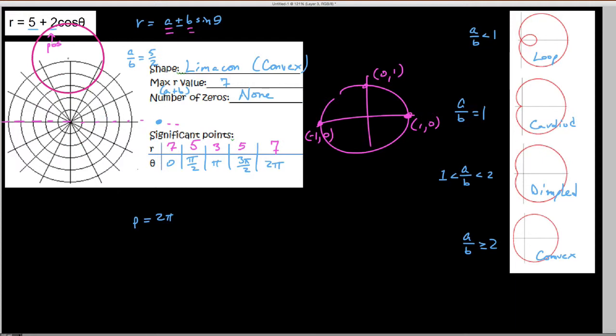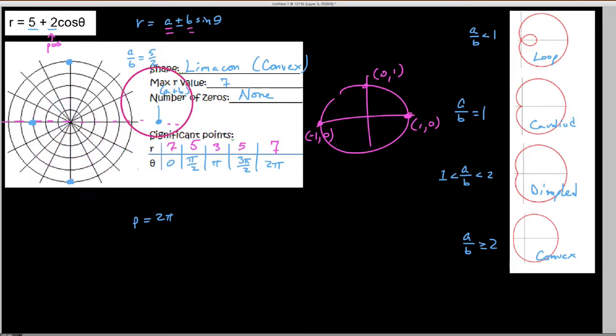When we're at pi halves, we're up 5, so that's going to be here. When we're at pi, we're going to go out 1, 2, 3 units. That's going to be right here. And then 3 pi halves will be down at 5. We'll walk out 5 units in a 3 pi halves direction, and then we're back out to 7 again.